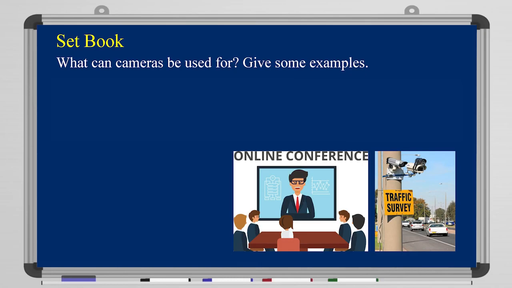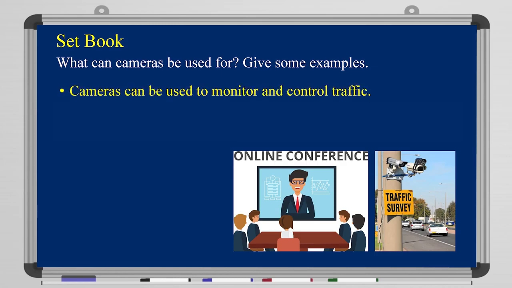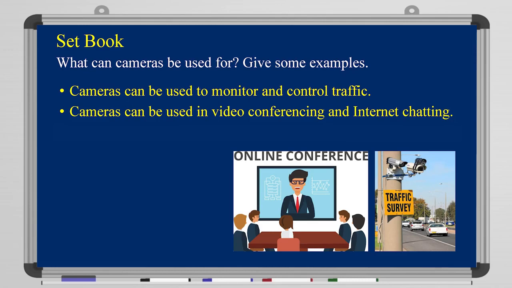What can cameras be used for? What do we use cameras for? Give me some examples. So, cameras can be used to monitor and control traffic, which we can see in some of the traffic lights around the streets. Cameras can be used in video conferencing or internet chatting. Cameras can be used for security purposes. So some malls, for example, have cameras for security. Did you get at least one of them? Very good, excellent. In set book questions, if you give a reasonable and good answer, it will be accepted as a correct answer.